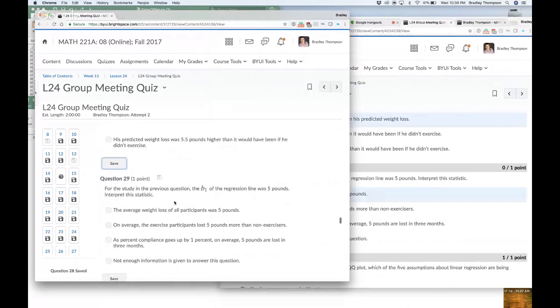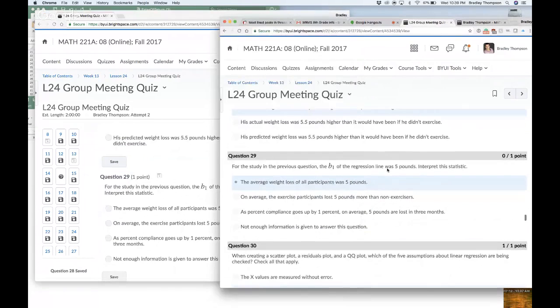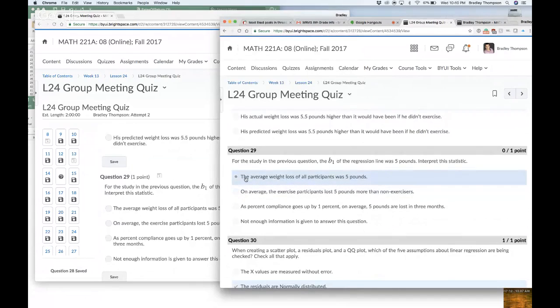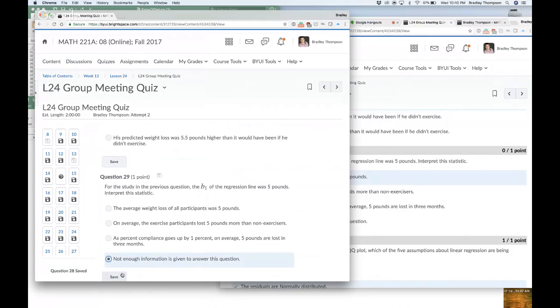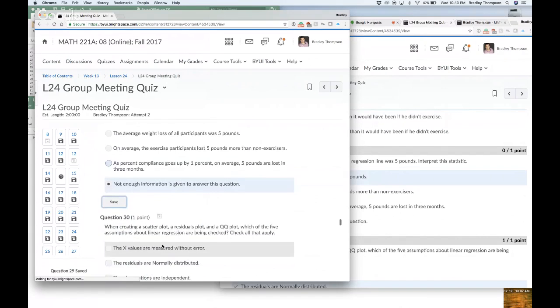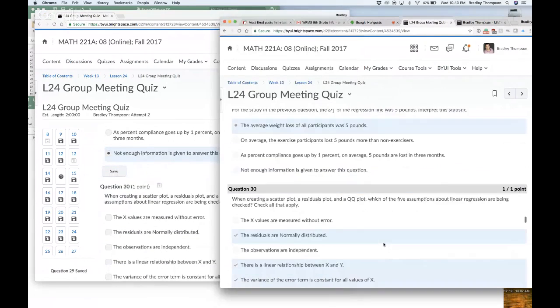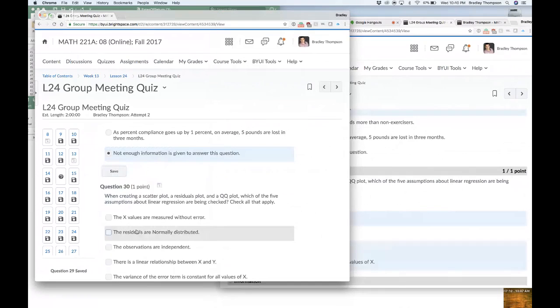29 is still wrong. Yes, still wrong. And you had which one? B? Yeah. I wonder if that one's D, like delta. It's got to be, right? There's not enough information anyway.